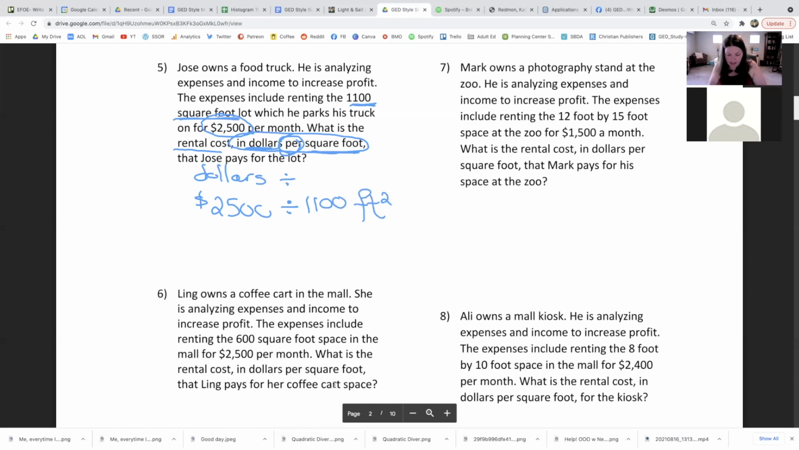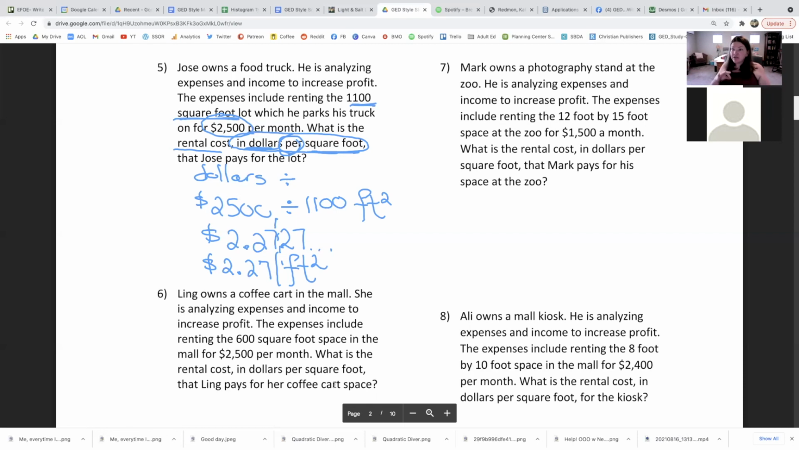Once again, I'm going to pick up my calculator. You would always have a calculator when you're doing slope problems, word problems on the GED. And I get, looks like 2.272727. But remember, this is dollars per square feet. So I'm talking money. So money is going to end after 2 decimal places, right? The smallest coin we have is a penny. So that's really about $2.27 per square foot. Now you are equipped to try number 6, but take a look at number 7.